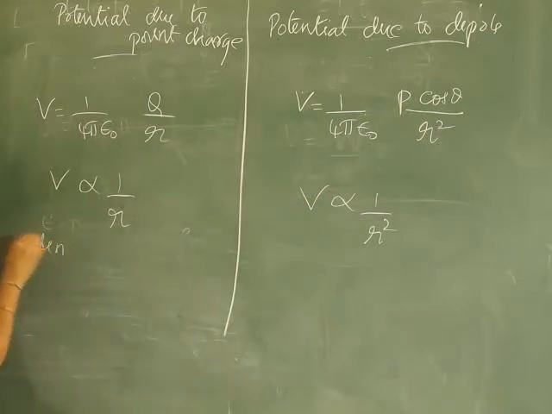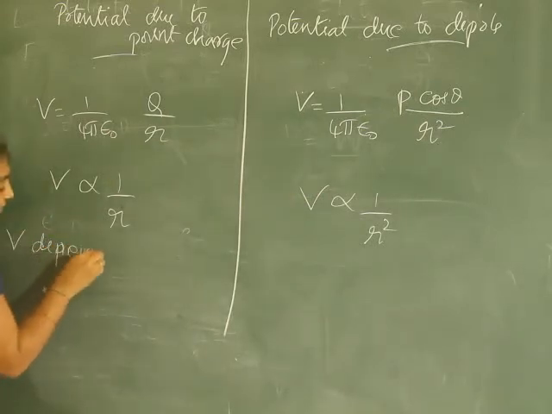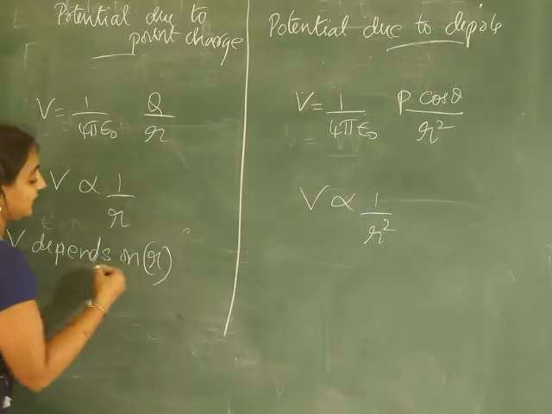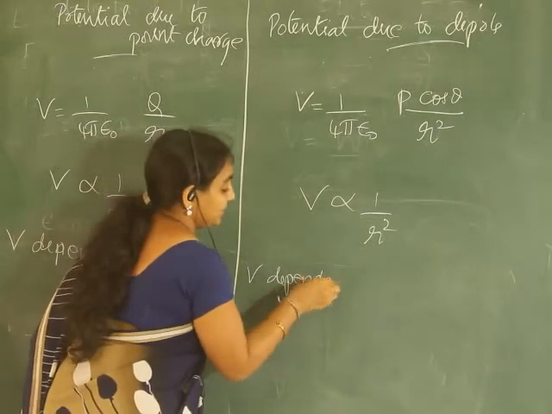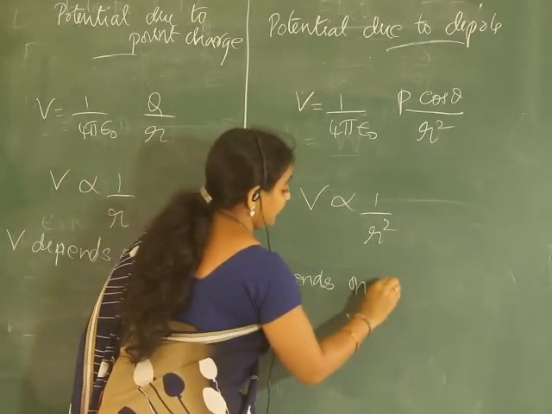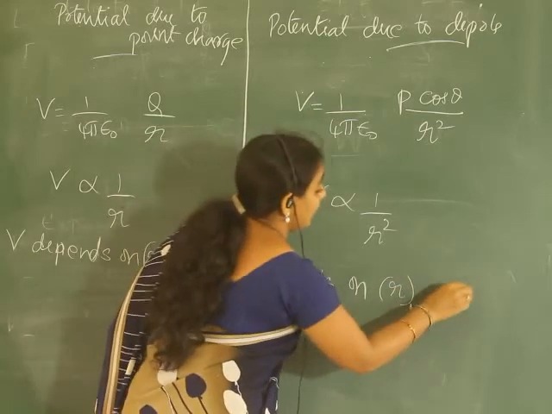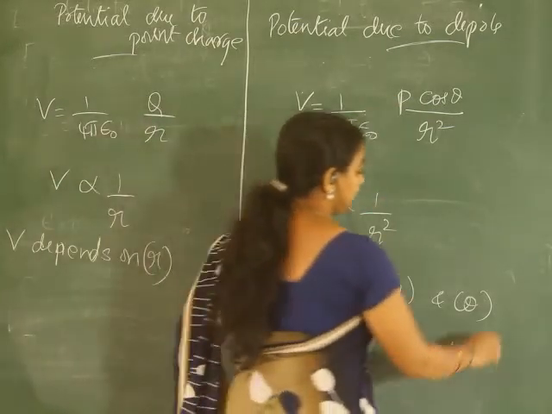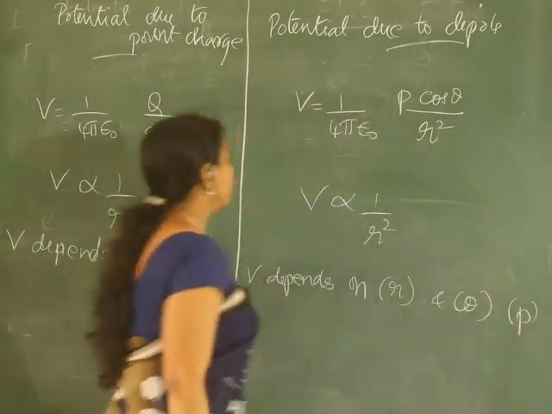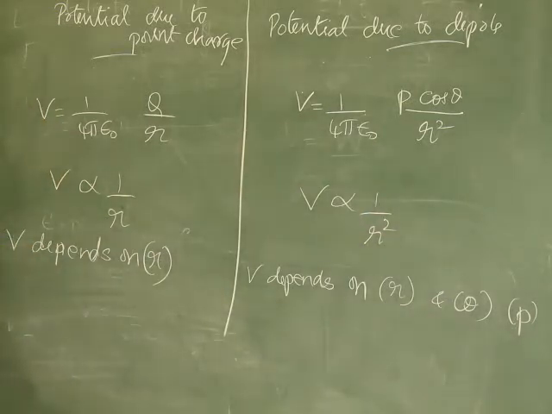V depends on position vector R. Here V depends on position vector R and angle theta, and also it depends upon P, that is the dipole moment. Next, anything else? Any other difference?